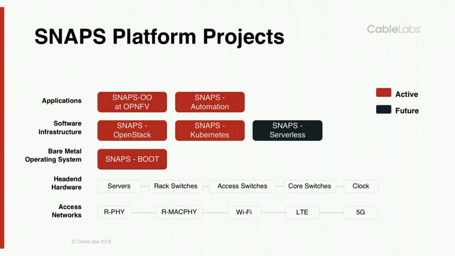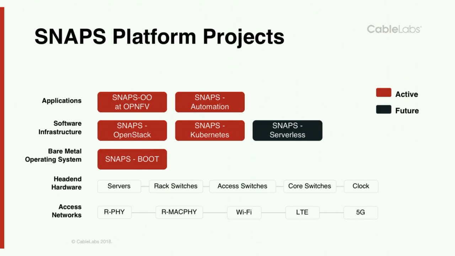Next, you get into the software layers. So SNAPS is all software. The first layer is the bare metal operating system, SNAPS boot. Before any software can be installed on a server, the basic operating system setup has to be done. So the node has to be provisioned, and then you can deploy higher level software on it. So SNAPS boot deals with this specific problem of installing the operating system on a bare metal system.